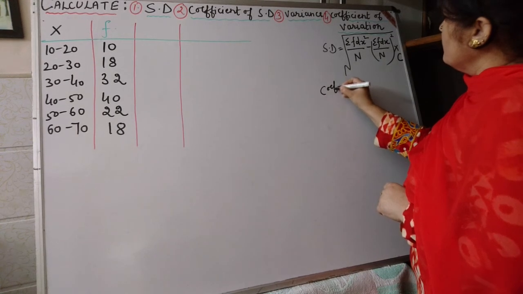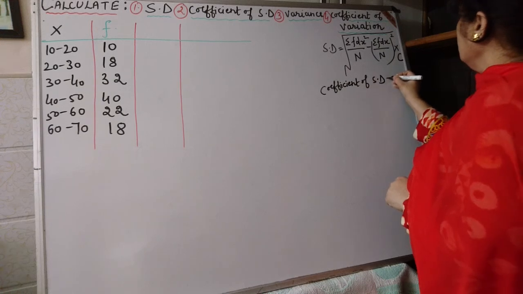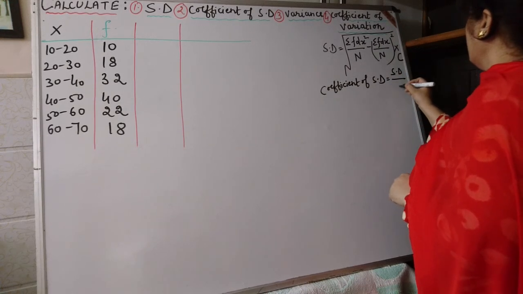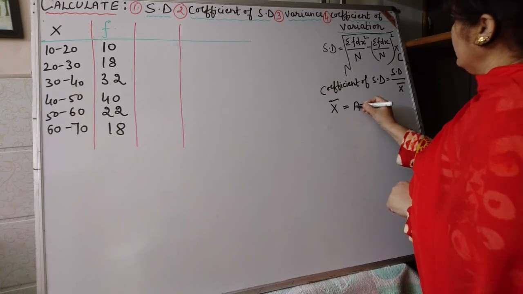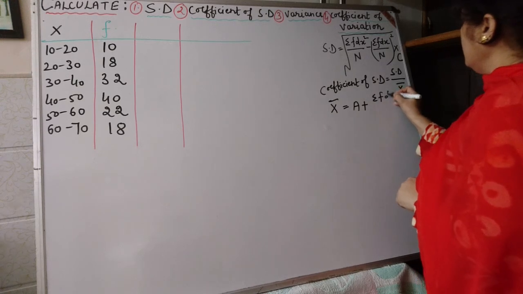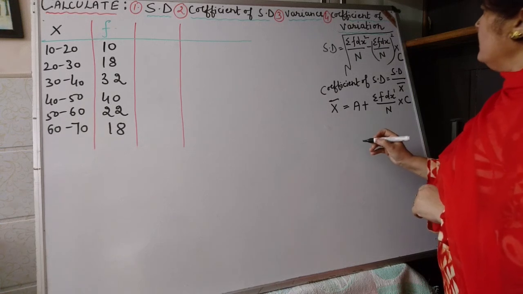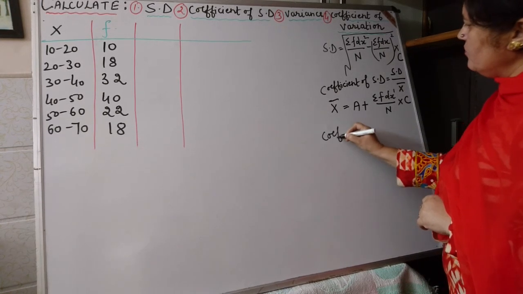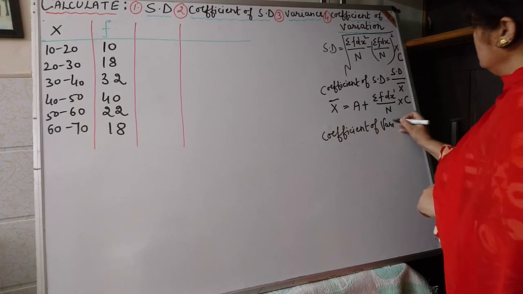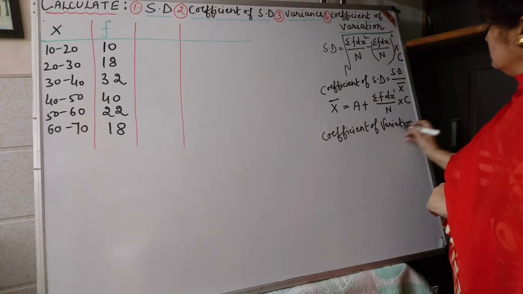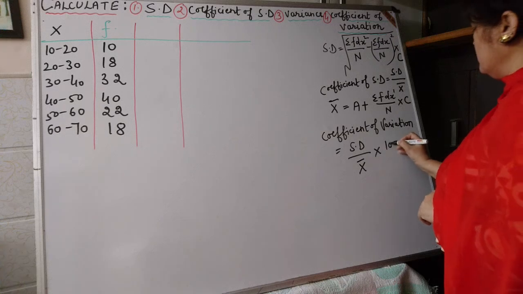Coefficient of standard deviation is equal to standard deviation divided by arithmetic mean, and the value of arithmetic mean is equal to a plus sigma f dx dash divided by n multiplied by c. And coefficient of variation is equal to standard deviation divided by arithmetic mean multiplied by 100.